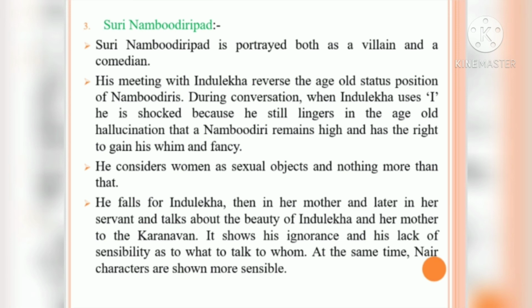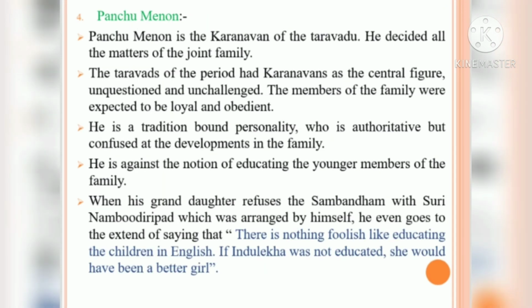And moving on, we have the character Panjamanan. Panjamanan is the Karanavan of the Taravad. He decides all the matters of the joint family. So he is the Karanavan and he decides everything. The Taravads of the period had Karanavans as the central figure. They were unquestioned and unchallenged. The members of the family were expected to be loyal and obedient.